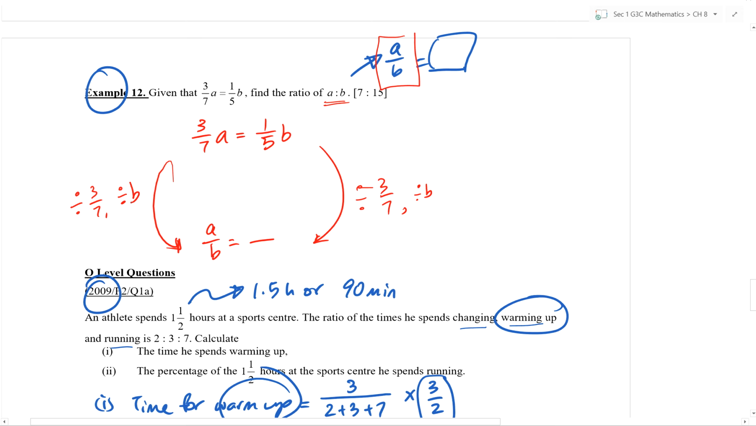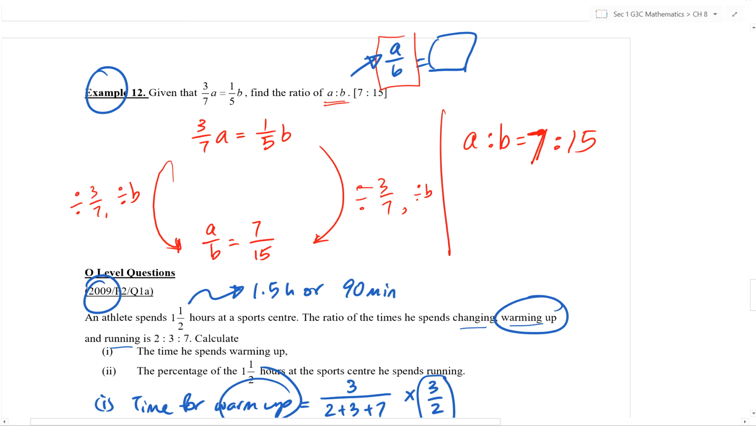Hang on. So on the right hand side, it will be 1 over 5. Fraction 1 over 5. This is divided by another fraction which is 3 over 7. You get 7 over 15. So this tells us that A is to B must be 7 to 15.